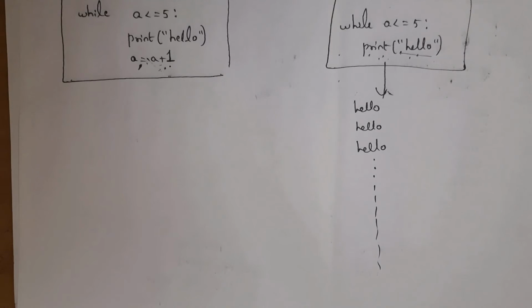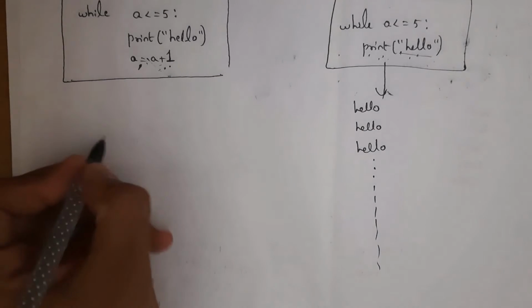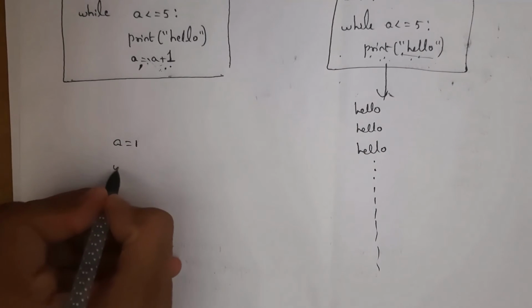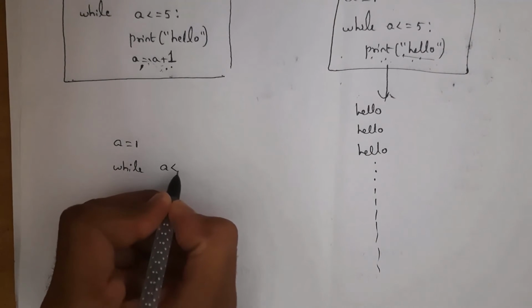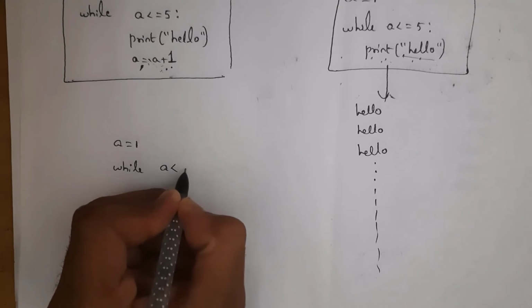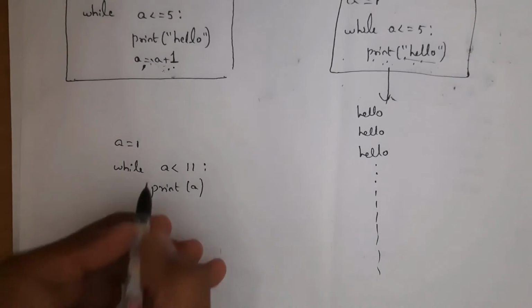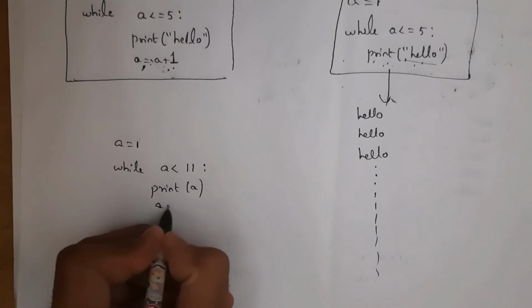I will give one more example. I want to print numbers from 1 to 10. Starting is 1. So I wrote here a equal to 1 and write while a less than, I want to print numbers from 1 to 10. So I am giving the condition, that is a less than 11 colon print a. After writing print a, write here a equal to a plus 1.